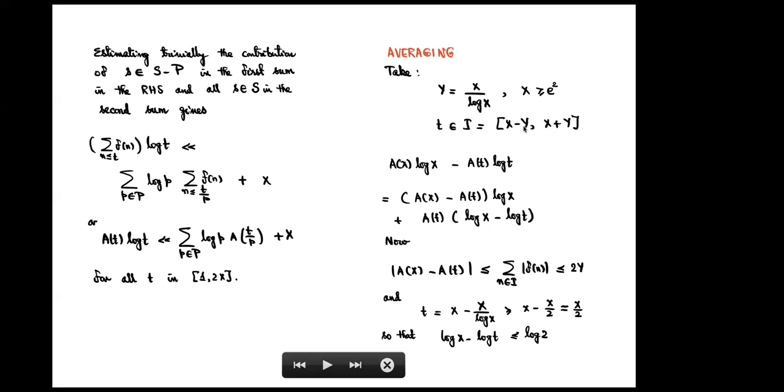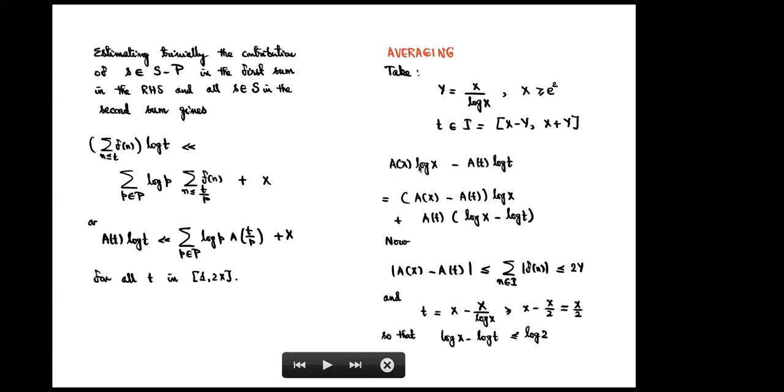As x goes to infinity, y is much smaller than x. So for a given x, you look at this interval, which is of length 2x over log x. So it's of small size around x. And we take t to be any real number in this interval, x minus y to x plus y. Let's see how much A(x) log x varies from A(t) log t for an arbitrary t in this interval.